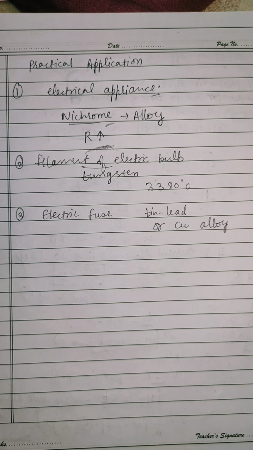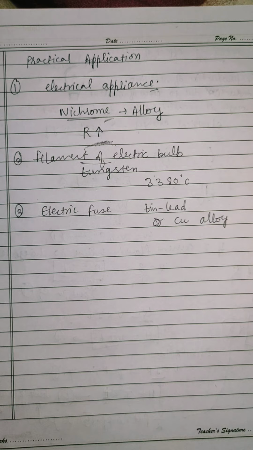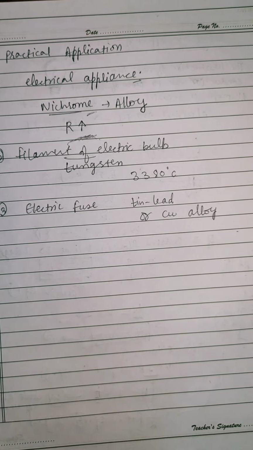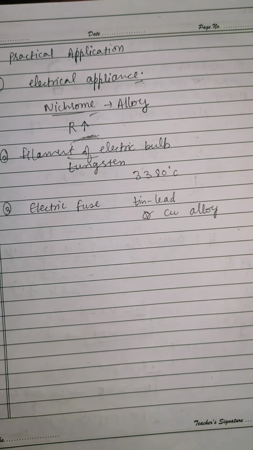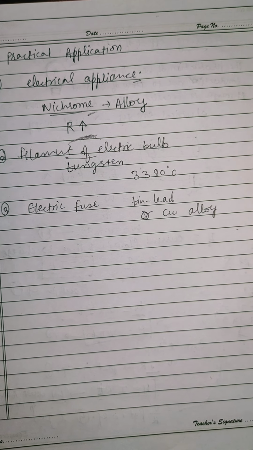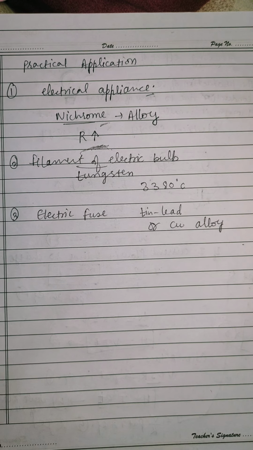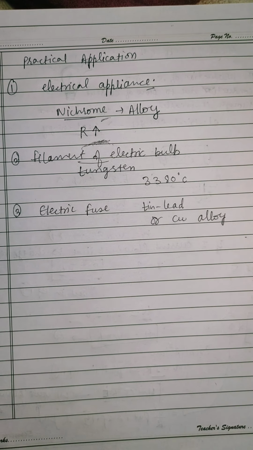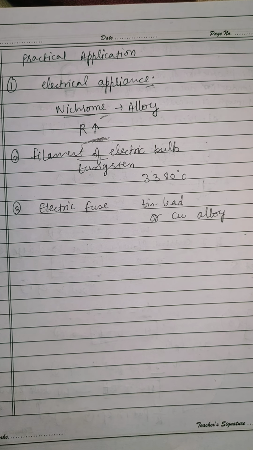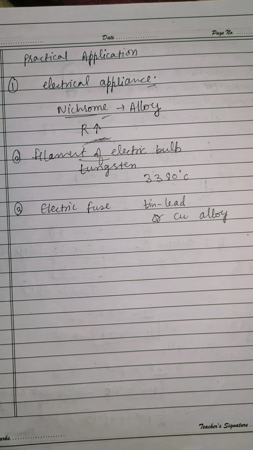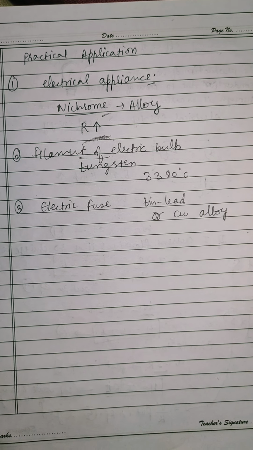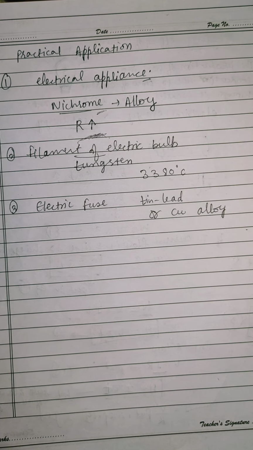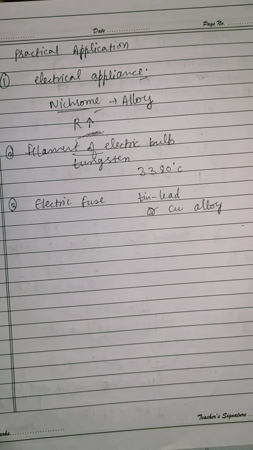Now another application is the electric fuse. It is a safety device which is connected in series with the circuit. Mainly we use tin, lead or copper alloy because these materials have a low melting point. When a large current flows through a circuit, through a fuse wire, a large amount of heat is produced. Due to the large amount of heat, the fuse wire melts and the circuit breaks down and current stops flowing, so it saves the electric circuit from burning.